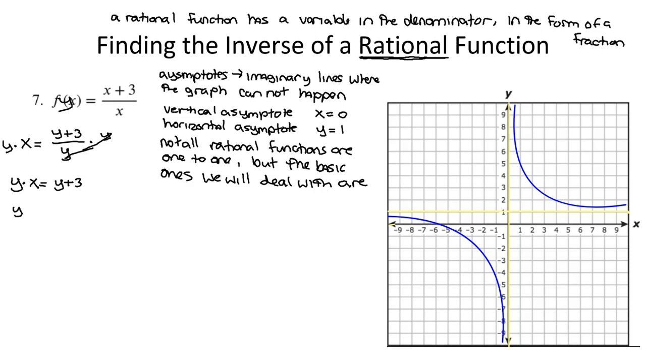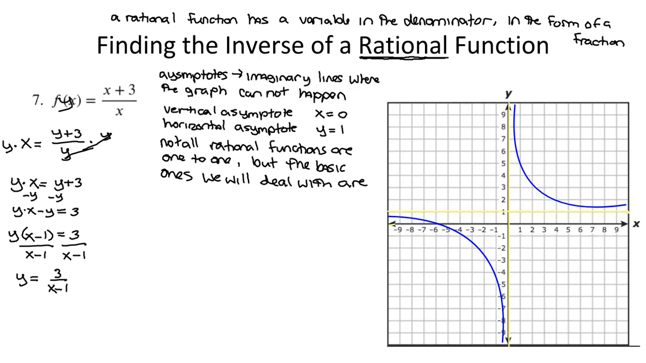So what I'm going to do is get both of the y's on the same side. So I'm going to subtract y on both sides, and that's going to give me y times x minus y is equal to 3. Now that I've got the y's on the same side, I'm going to factor out the y. So I get y times x minus 1 equal to 3. And now all I've got to do to get the y by itself is divide both sides by x minus 1. And y is going to equal 3 over x minus 1.